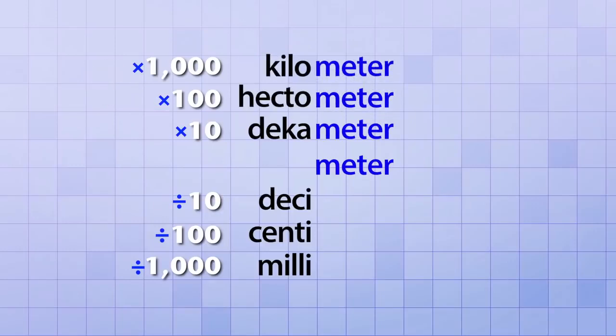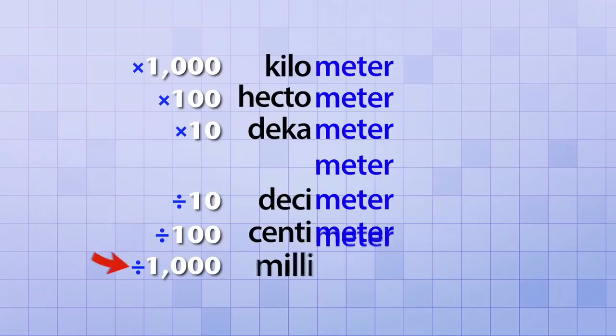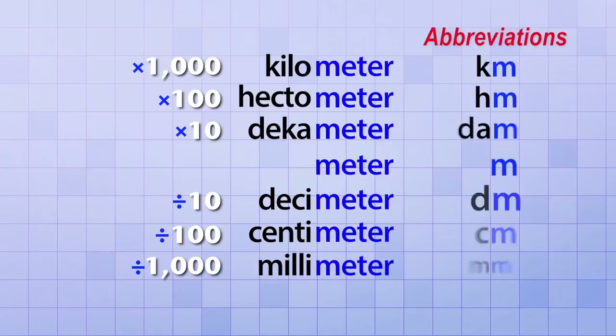But this system also has prefixes to define units that are smaller than a meter. The unit that's 10 times smaller, or 1/10 of a meter, is called a decimeter. The unit that's 100 times smaller, or 1/100th of a meter, is called a centimeter. And the unit that's 1,000 times smaller, or 1,000th of a meter, is called a millimeter. Get the idea?